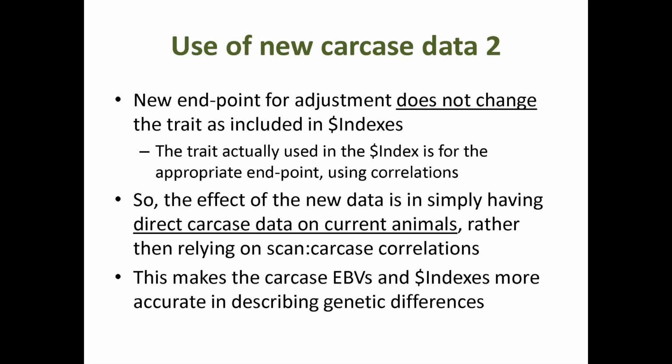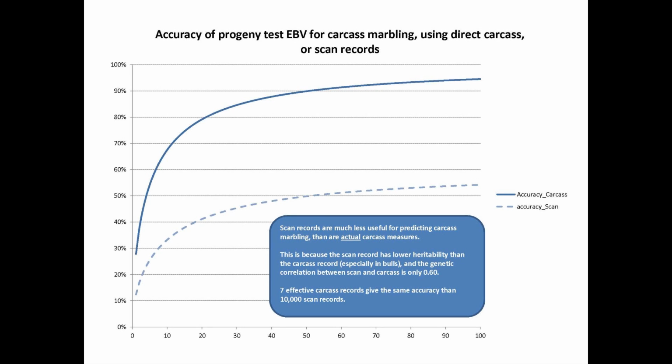And this is really, really valuable for the breed because it's making the carcass EBVs more accurate now, because there's direct carcass data in there. Scan is good, direct carcass is much better. And yes, I've got what I hope is a nice graph to talk about this, and this comes back to your point, Sam.